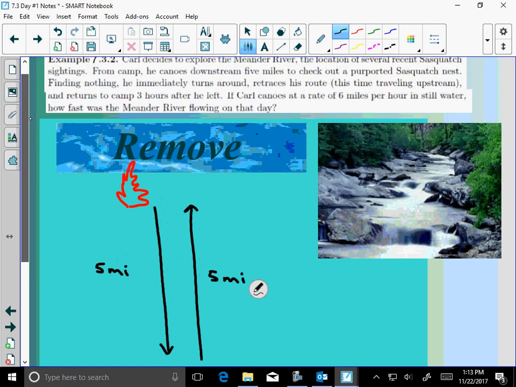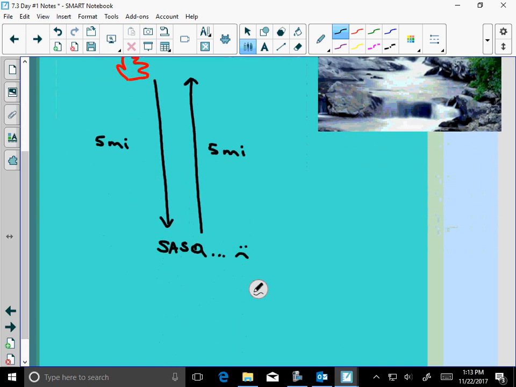All right, what else we got? He returns to the camp 3 hours later. Okay, so I'm going to write ourselves a little linear equation over here. Time to go downstream plus time to go upstream equals a total of 3 hours. We're going to use that momentarily.